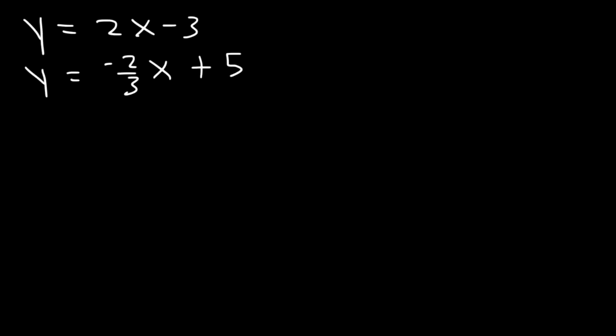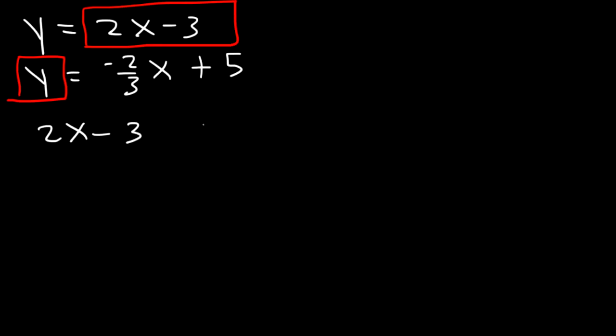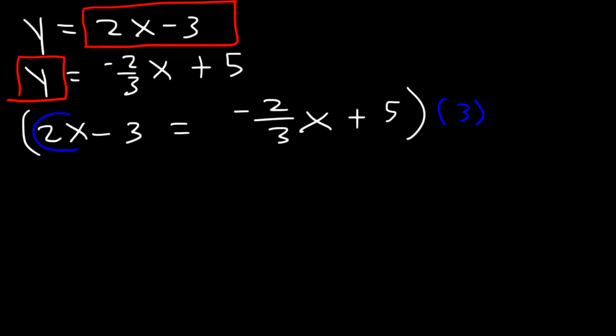Now let's solve this by substitution. Let's replace y with 2x minus 3. So therefore 2x minus 3 is equal to negative 2 over 3x plus 5. And let's get rid of the fraction by multiplying everything by 3. So 2x times 3, that's equal to 6x. Negative 3 times 3 is negative 9.